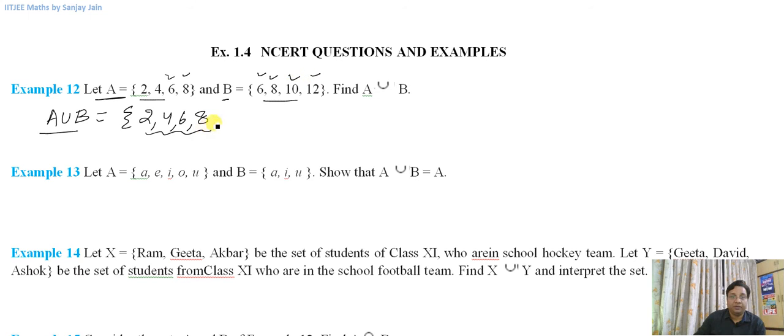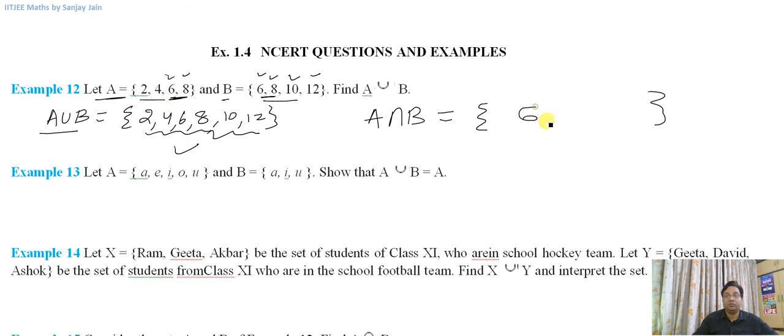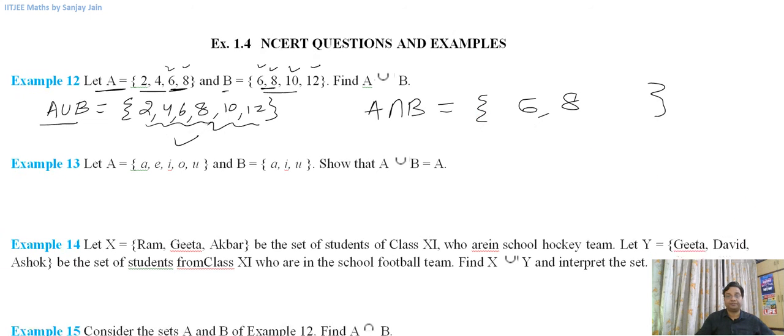Now 10 and 12. So by definition, we know that the element should either be present in A or be present in B. I need to write all these elements. So this is my A union B. Now if I want to write the intersection here itself, then what I need to write is the common elements in these two sets. So what are the common elements? We noticed that 6 and 8 are common to both the sets. So this will give me my intersection.